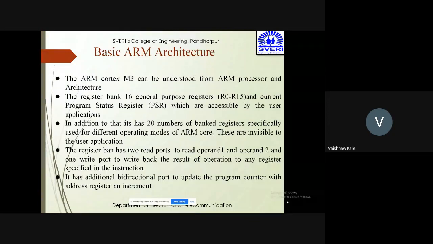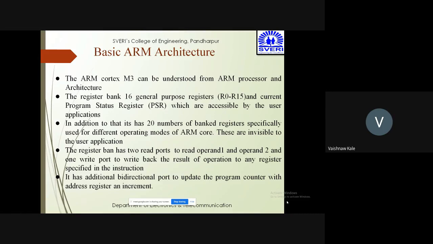Now, what does it have in it? The ARM Cortex-M3 can be understood from the ARM processor and architecture. So Cortex-M3 is a special ARM processor, but it can be easily understood with the ARM processor and architecture. In the register bank, there are 16 general purpose registers from R0 to R15, and there is a current program status register, that is CPSR, which are accessible by the user application. It has almost 20 banked registers, specifically used for different operating modes of the ARM core. These are invisible to the user applications.